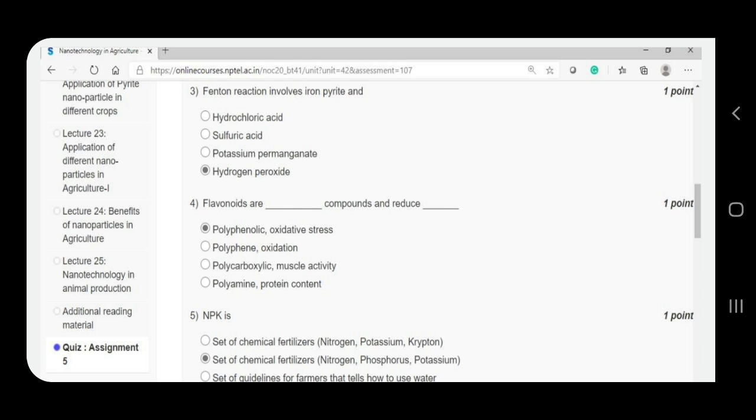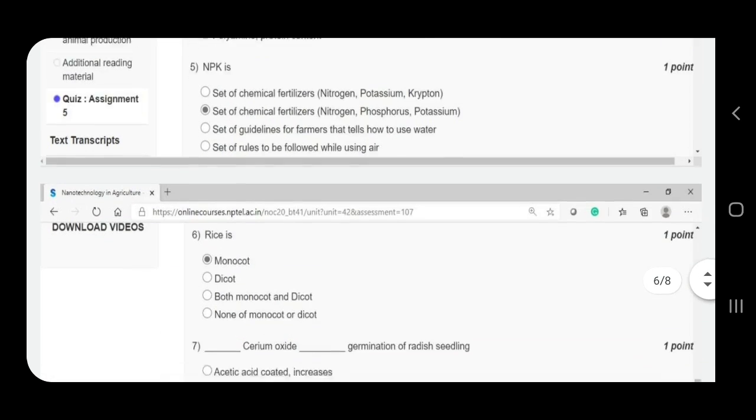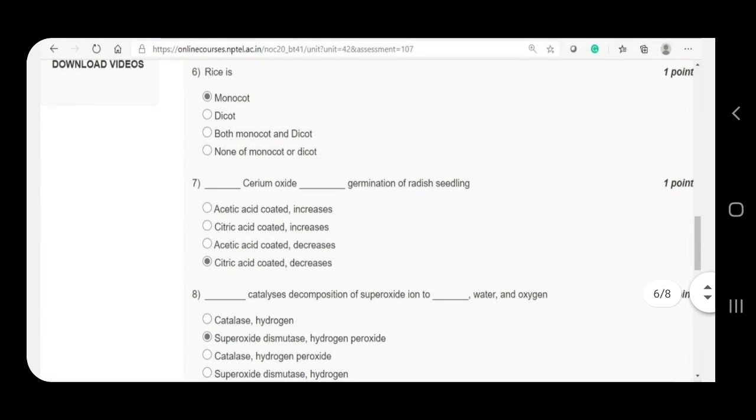Question number 4. Flavonoids are dash compounds and reduce dash. Answer is A. Polyphenolic oxidative stress. Question number 5. NPK is? Answer is B. Set of chemical fertilizers. Nitrogen, phosphorus, potassium. Question number 6. Rice is? Answer is A. Monocot.